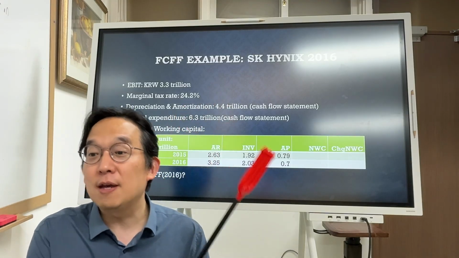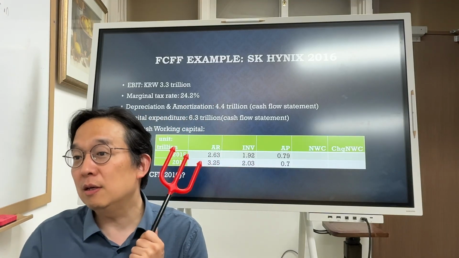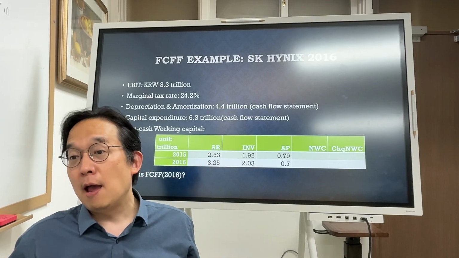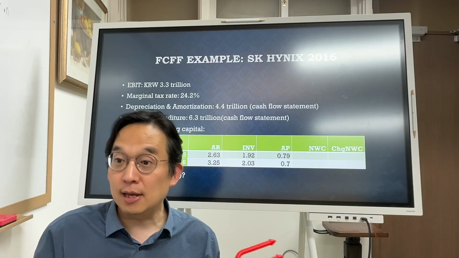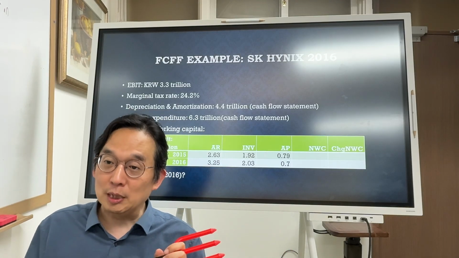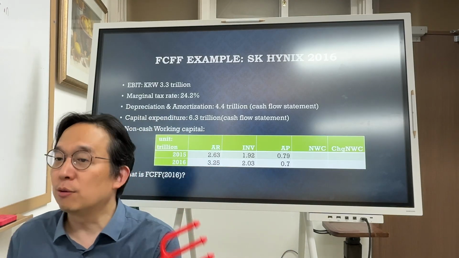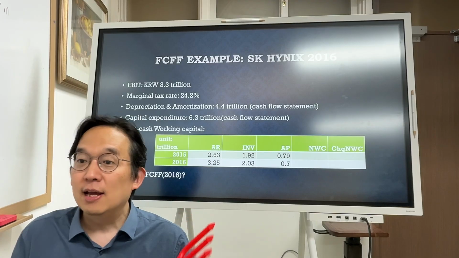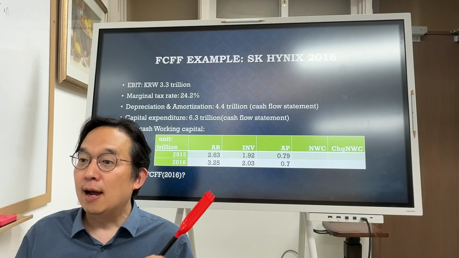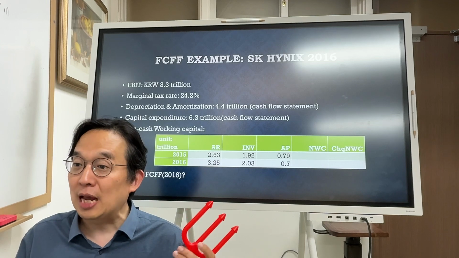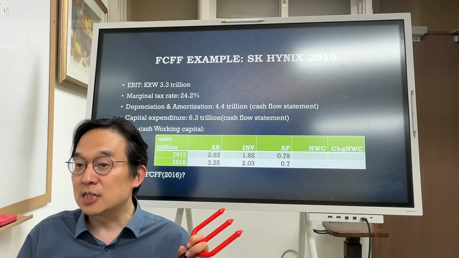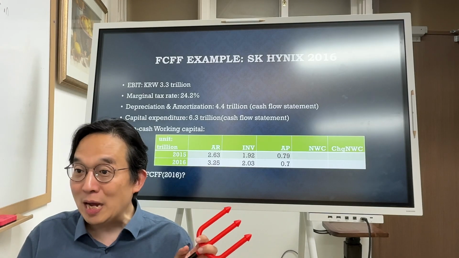Anyway, FCFF example. Here is my example about SK Hynix in 2016. EBIT at that time turned out to be 3.3 trillion Korean won. Marginal tax rate is 24.2%, and depreciation and amortization is 4.4 trillion Korean won. I got it from the cash flow statement. And then capex, right, 6.3 trillion Korean won.